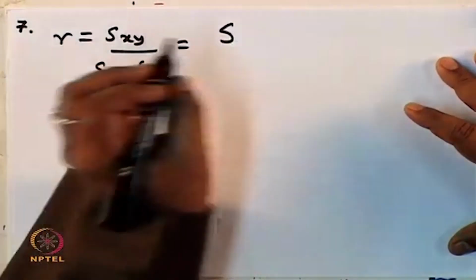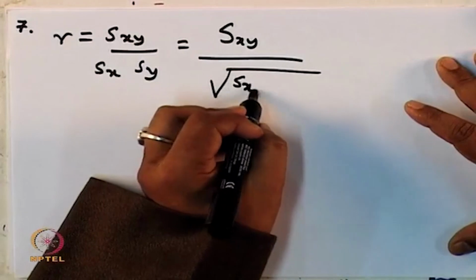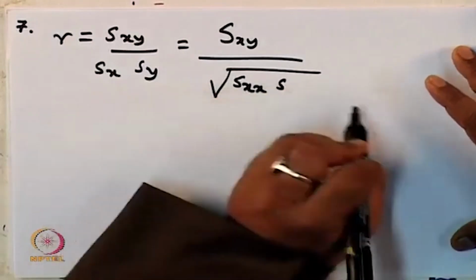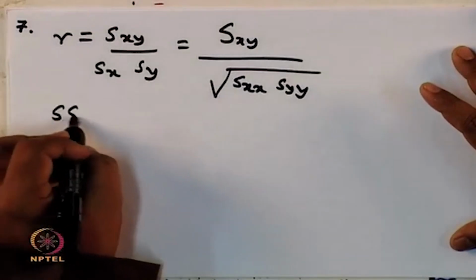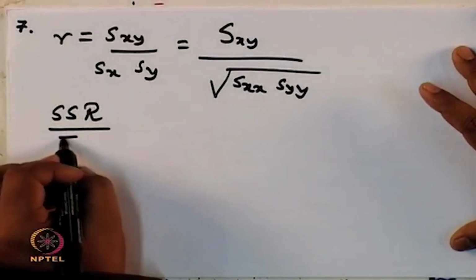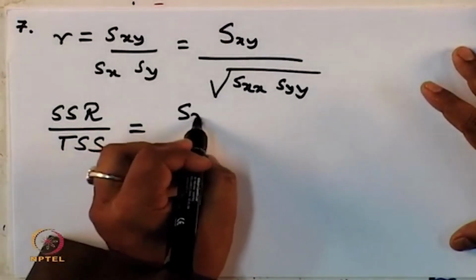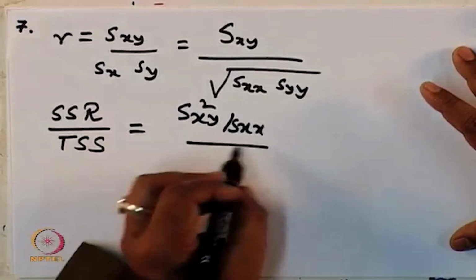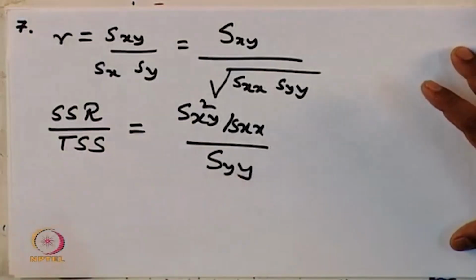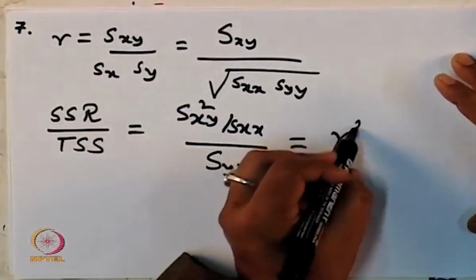This in our current language can be written as YY. So now if you take the ratio SSR by TSS, what do you get? You get SXY square by SXX divided by SYY. And what is this? This is nothing but R square.